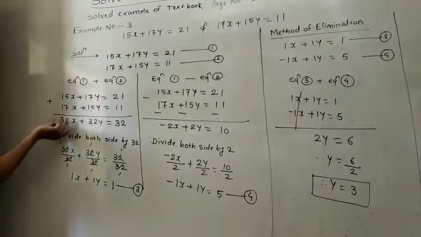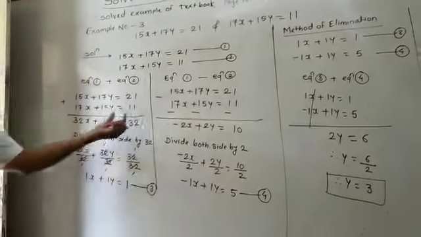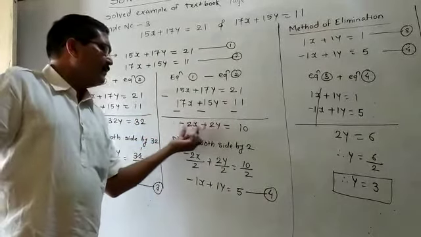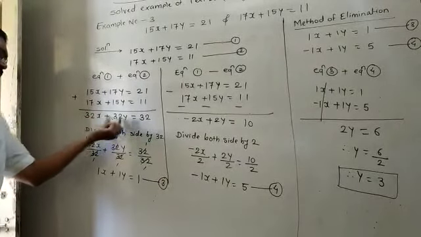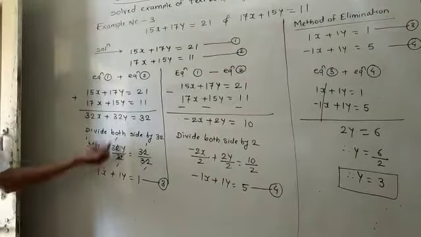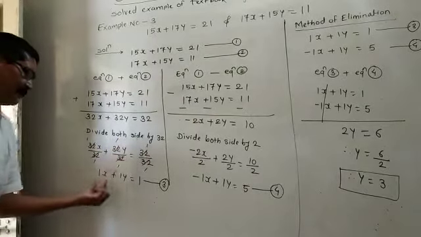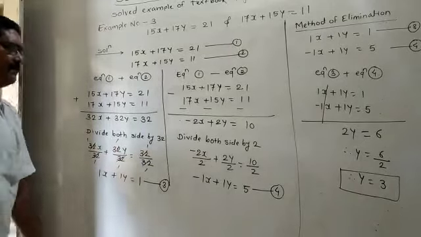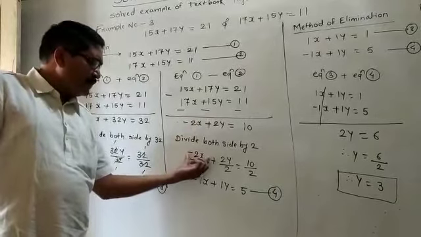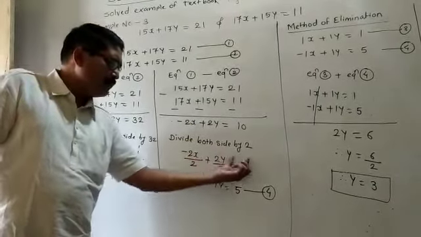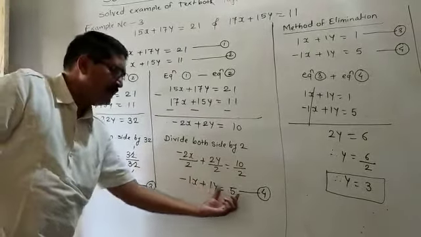Here you have to cancel the common term. Divide both sides by 32, since all the terms have 32, and you get the new equation 1x plus 1y is equal to 1. And in the other, after dividing both sides by 2, minus 2x upon 2, 2y upon 2, 10 upon 2, we get the new equation minus 1x plus 1y is equal to 5.